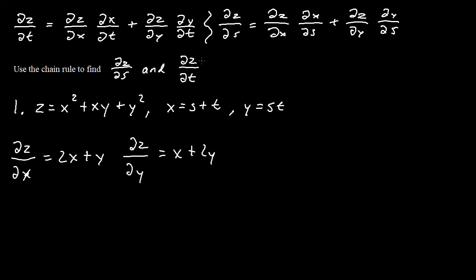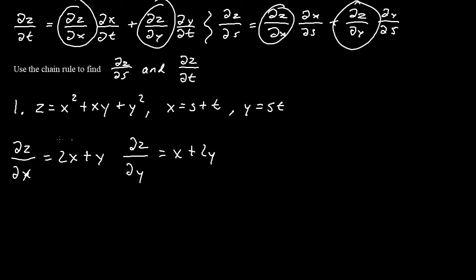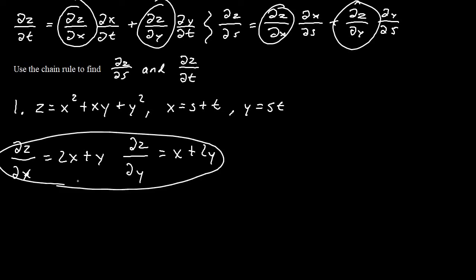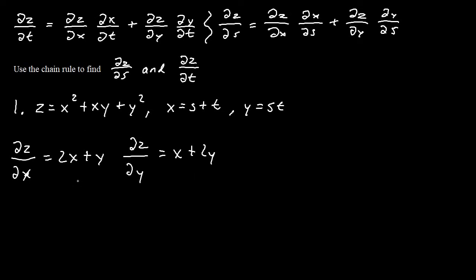So now let's go ahead and find the partial derivative of z with respect to t. Notice both formulas have the partial derivative of z with respect to x and the partial derivative of z with respect to y in both of them. So we've already found both of those, so this step is much easier, because all we need to find now is the partial derivative of x with respect to t and the partial derivative of y with respect to t.